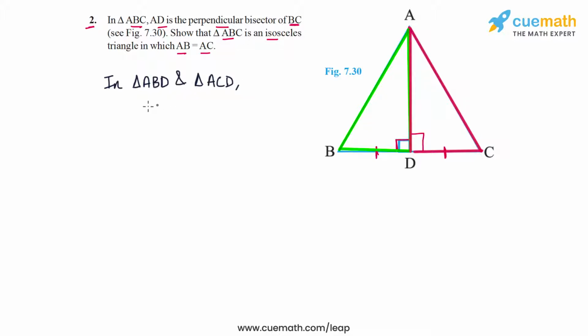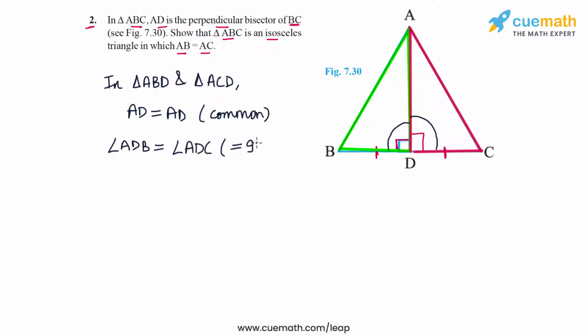So what are the corresponding parts which are equal in these two triangles? So clearly AD is common to both of these triangles. So AD is equal to AD, common. Also angle ADB, which is this angle, is equal to angle ADC, which is this angle. And why is that? Well, both of them are 90 degrees. So angle ADB is equal to angle ADC. Both are equal to 90 degrees.